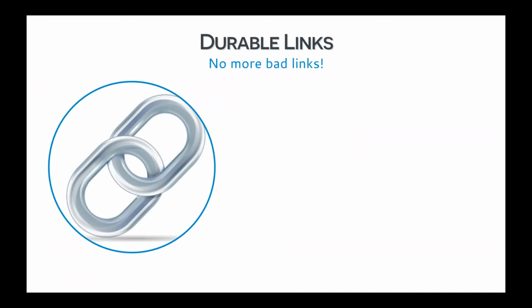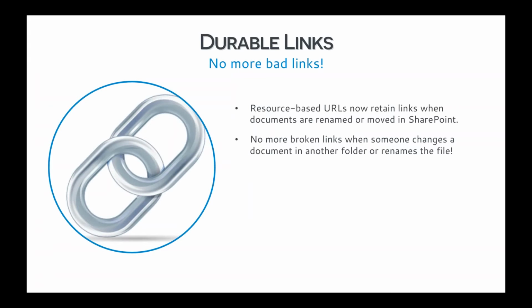Durable links is a new feature in SharePoint 2016 that makes sure that when you move a document from a document library to another, or when you change its name, the link still works. In SharePoint 2013, the document link doesn't work. So maybe you have portal.demo.local/sharedocument/document1, and that's the link of the document. If you change it to document 2, the link to document 1 is broken. So it's the same thing as a file share.